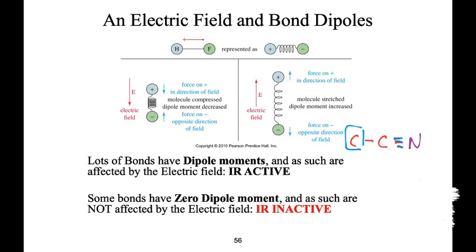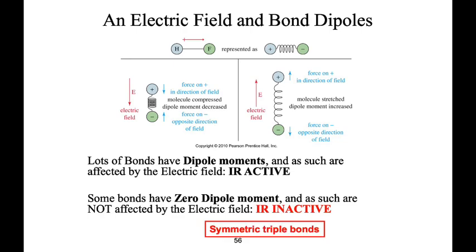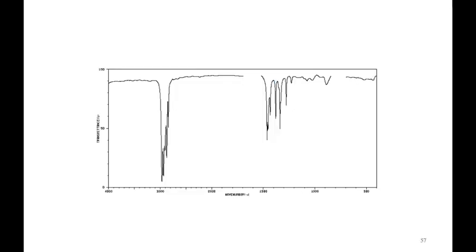How else could I make it IR active? Could make it a nitrogen. That carbon-nitrogen triple bond is now exceptionally polar. You've got the electronegativity difference in nitrogen versus carbon. That bond shows up very, very intensely. Kind of make sense? So, symmetric triple bonds. Convenient.